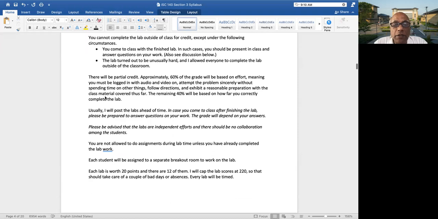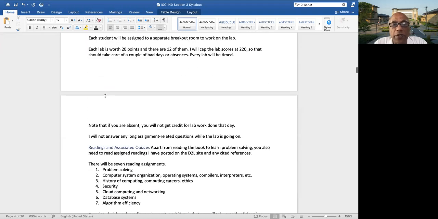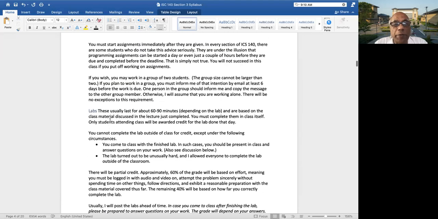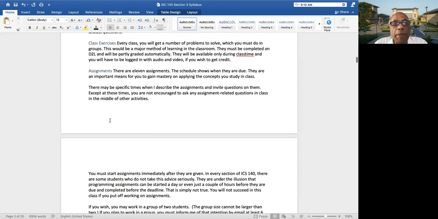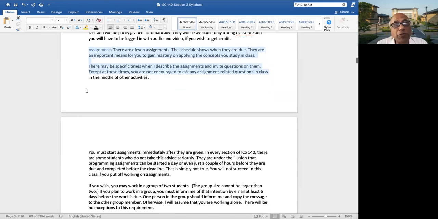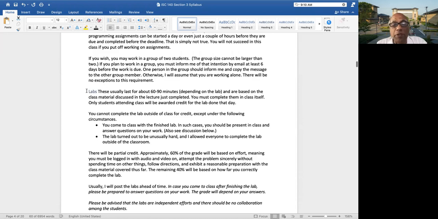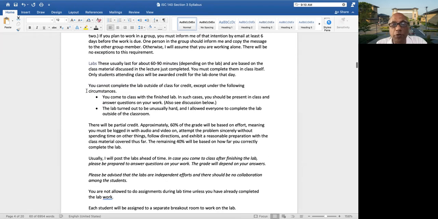Then the other things, let's look here. Yeah, the programming assignments are here. There are 11 programming assignments which you must do before the deadline. You usually have a week to complete them. You can work in a group of 2 if you want, but you must inform me as soon as the assignment is handed out if you want to do that.